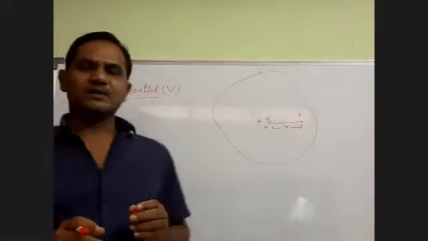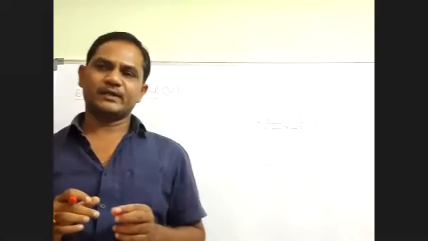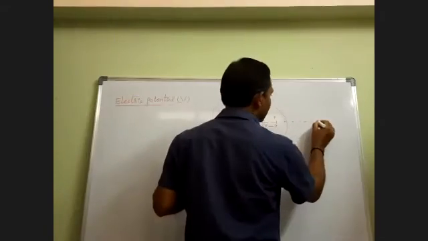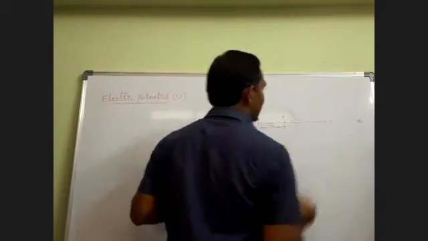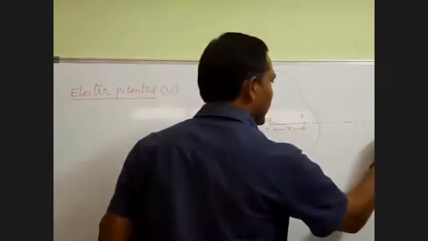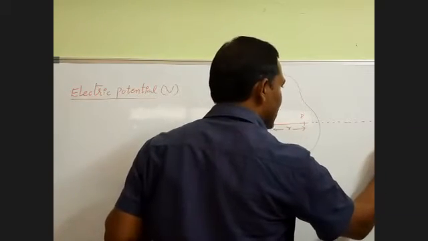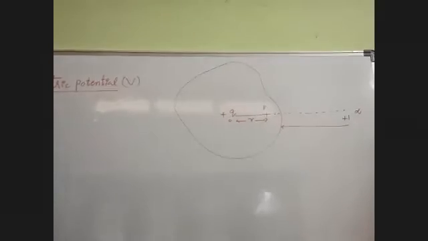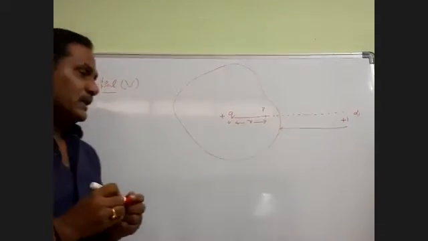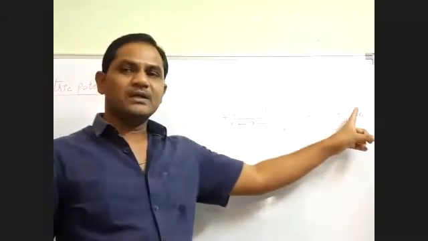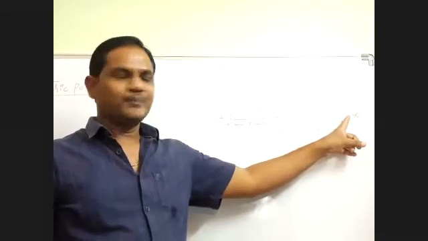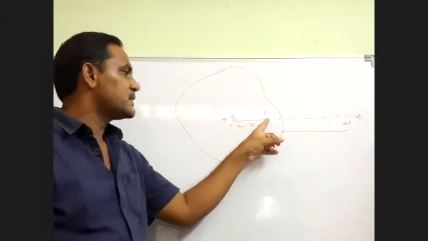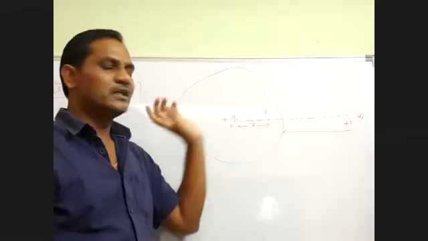So first, let us see the definition of electric potential. Electric potential is defined as the work done in bringing 1 coulomb of charge from infinity to a point. The work done in bringing a unit positive charge from infinity to a point in the electric field is called the electric potential at that point.